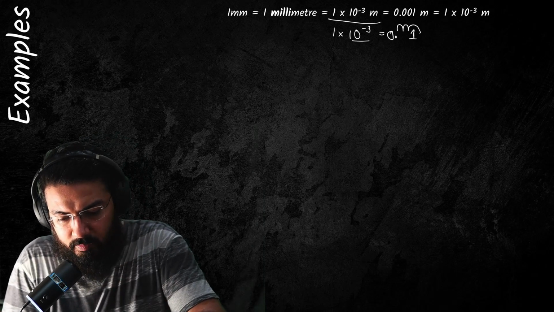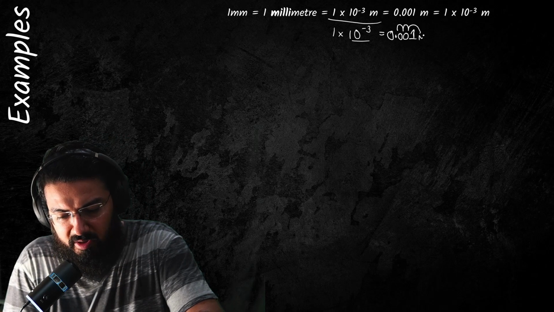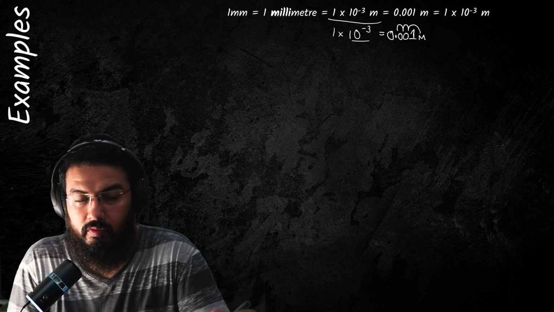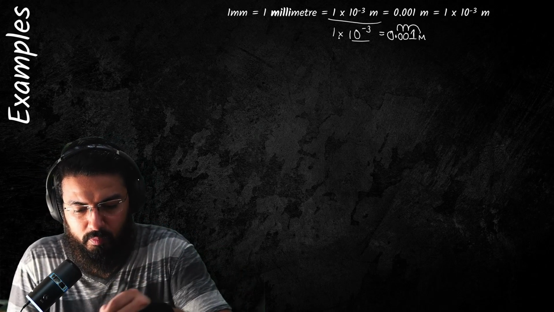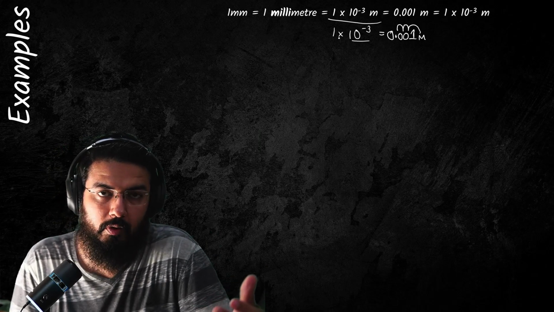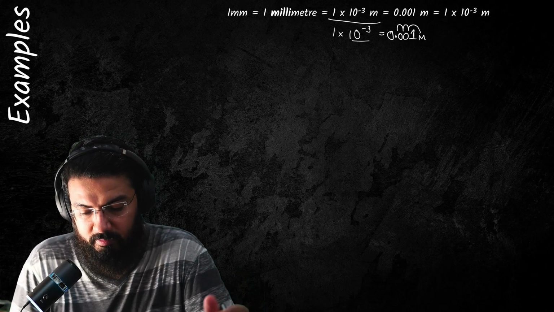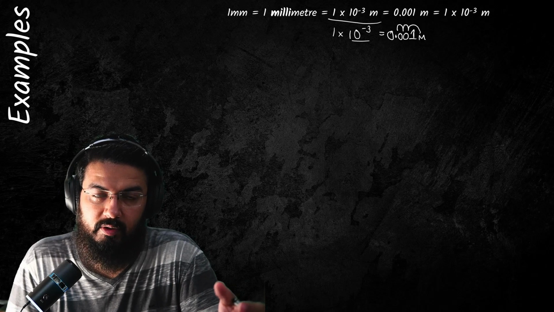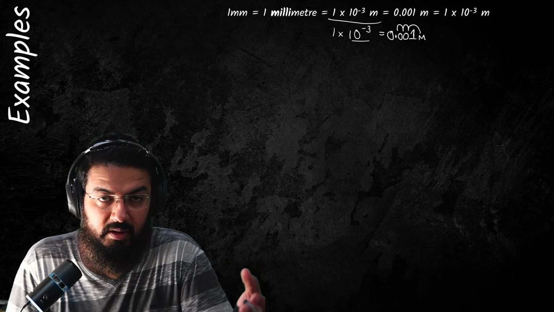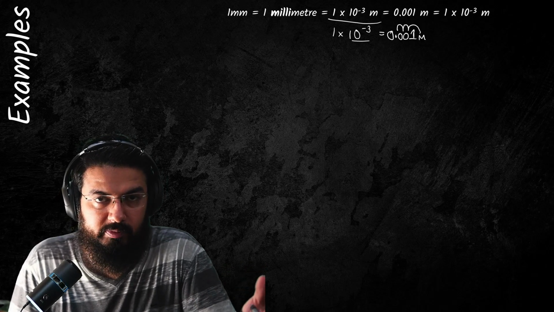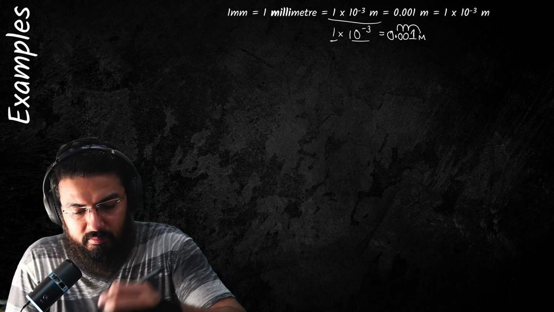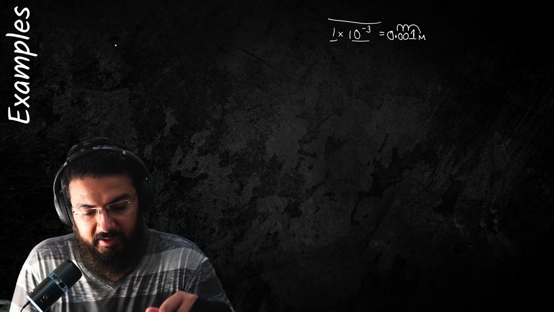All right, so 0.001 meters. All right, and then of course in standard form, it's just going to be 1 into 10 raised power minus 3. It's following all the rules for your standard form, where you have to have one decimal place, and it's supposed to be one unit digit, and it's supposed to be a non-zero unit digit. So we have 1. All right, so that's fine.